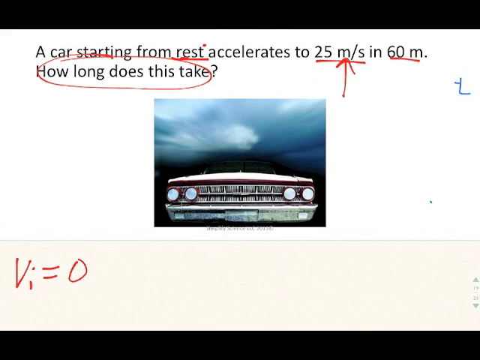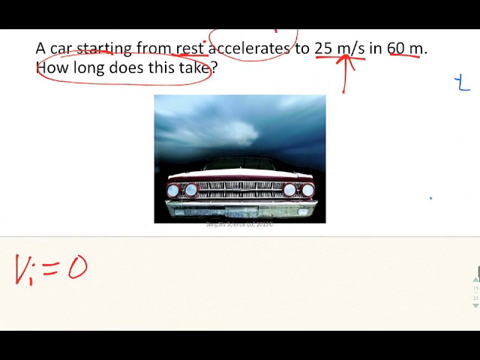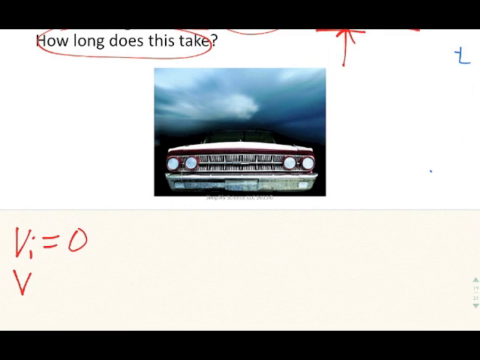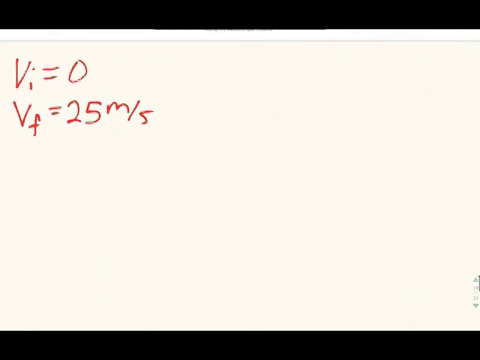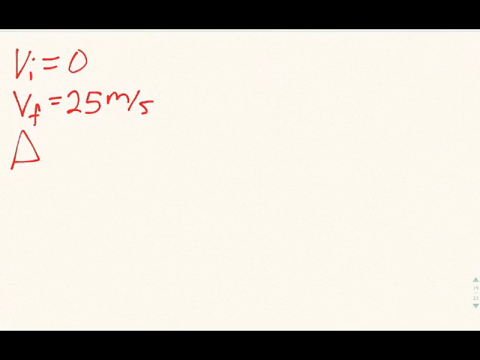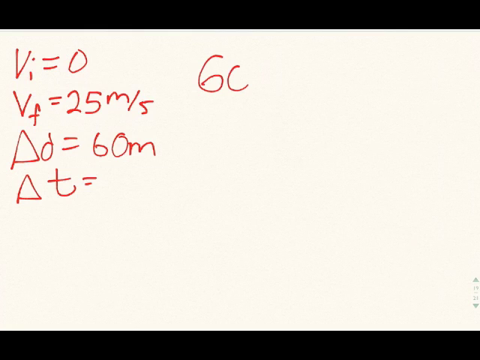Now a lot of people get confused here because it says accelerates. Accelerates in this case just means that it's changing its velocity to 25 meters per second. But since this is measured in meters per second, it is still a velocity, so it must be our final velocity. Final velocity is 25 meters per second. We have in 60 meters, so our delta D is 60 meters, and in this case we're trying to solve for time.